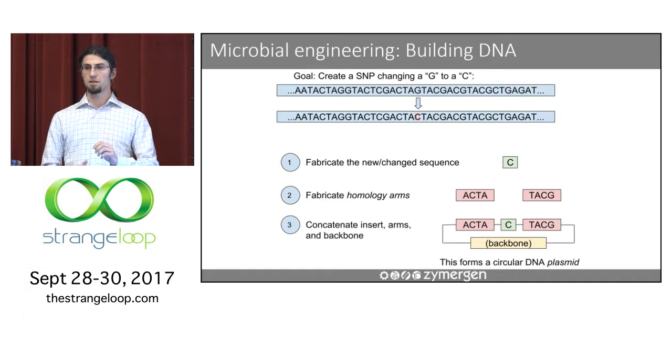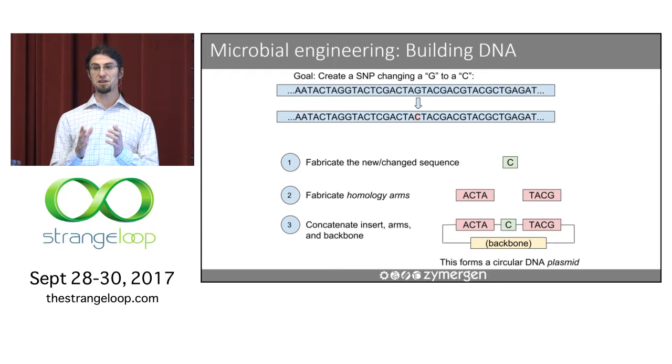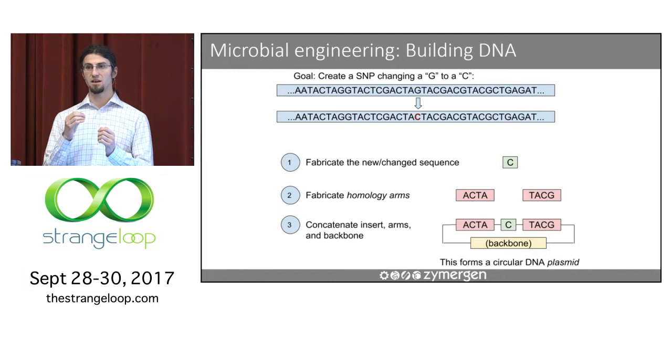The homology arms in a real experiment would be between 25 and 100 bases long, and it's actually a software optimization problem to find optimal length homology arms that meet criteria for certain process conditions that are encountered when performing the change. Then we concatenate these homology arms and the insertion together, along with another piece of DNA that is not particular to this one genetic change called the backbone.